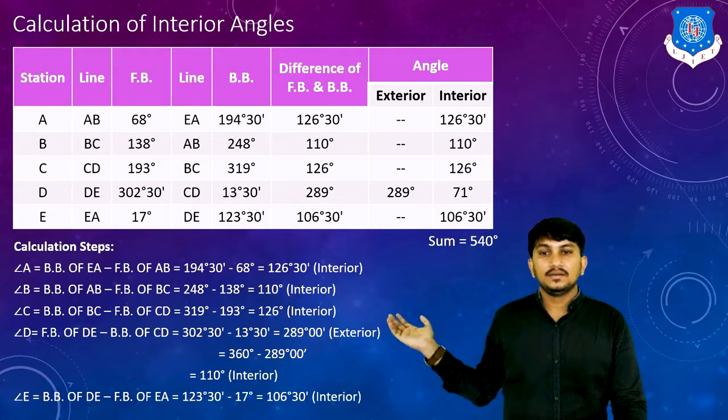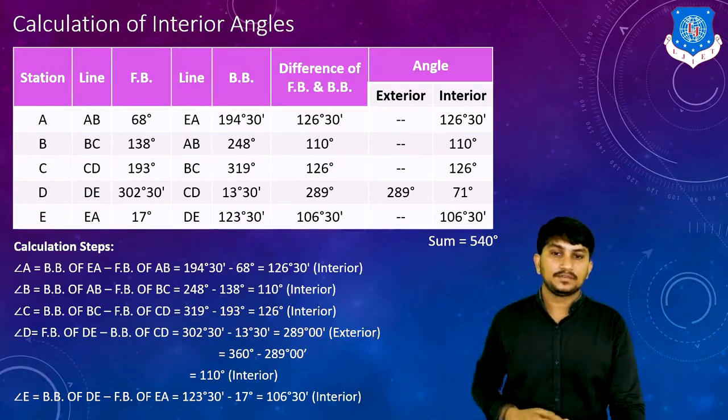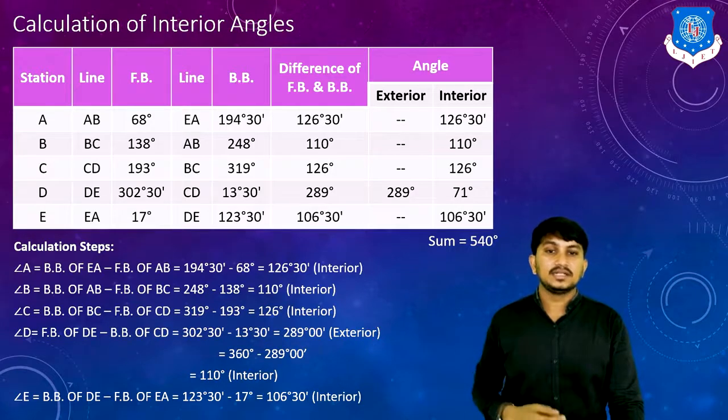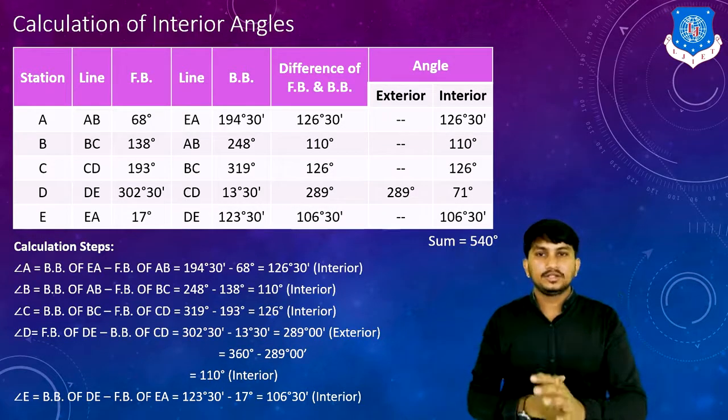And the last is angle E, which is BB of DE minus FB of EA, 123 degree 30 minutes minus 17 degree, which is 106 degree 30 minutes, which is interior. This is how we can calculate the angles.